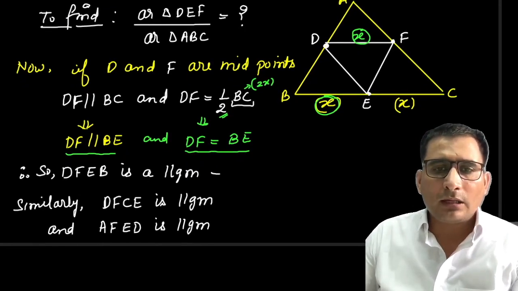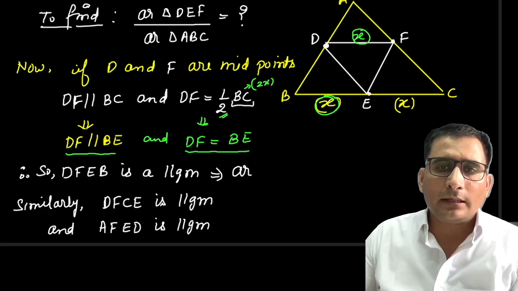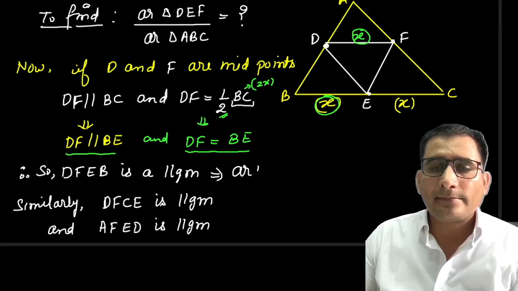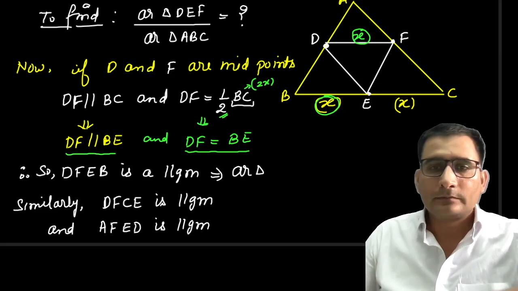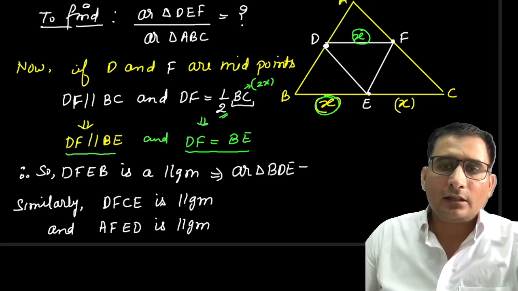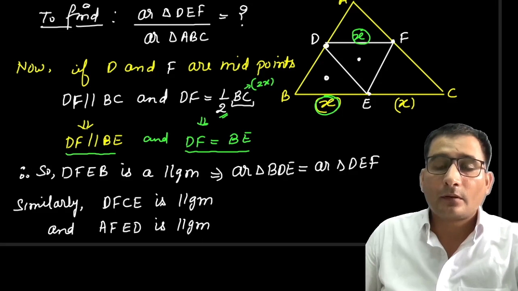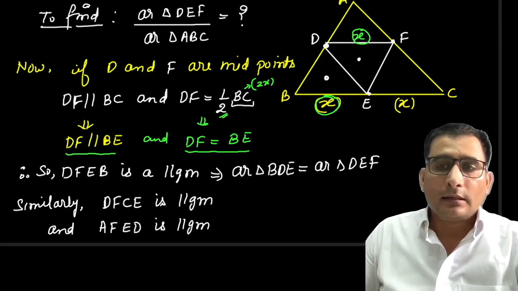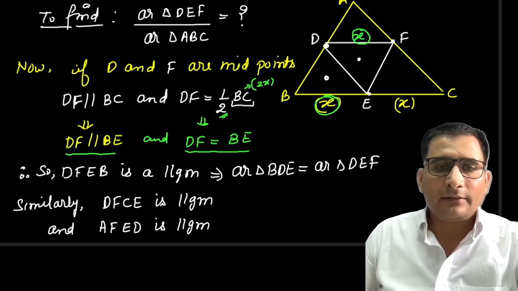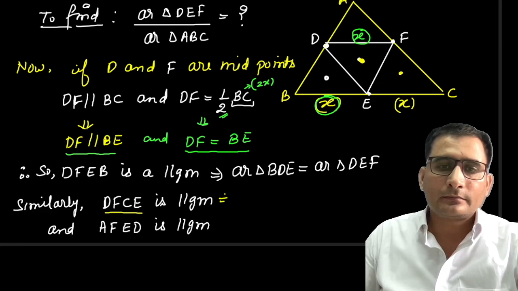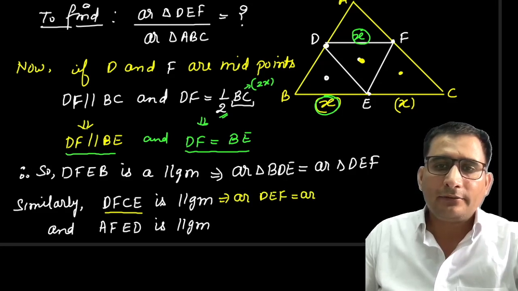अगर ये पैरेललोग्राम है तो क्या आपको एक थ्योरम याद आ रही है? पैरेललोग्राम का जो डायगोनल है इक्वल एरिया में डिवाइड करता है दो ट्रायंगल्स को. So can I write this triangle? Area of triangle BDE is equal to area of triangle DEF. इस ट्रायंगल का एरिया इसके इक्वल होगा. And similarly, if this is a parallelogram DFCE ये वाला है, तो इसका एरिया इसके इक्वल होगा. Area of DEF is equal to area of CEF.